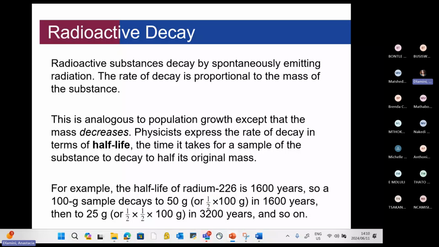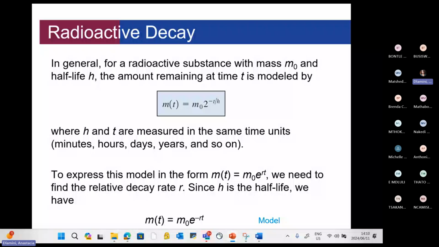Now, for example, the half-life of radium-226 is 1,600 years. So a 100-gram sample decays to 50 grams in 1,600 years. I'm tired, 1,600 years. And then it will decrease to 25 grams in 3,200 years, and so on. Now, they say in general, for a radioactive substance with mass M0 and half-life H, the amount remaining at time t is modeled by this formula.